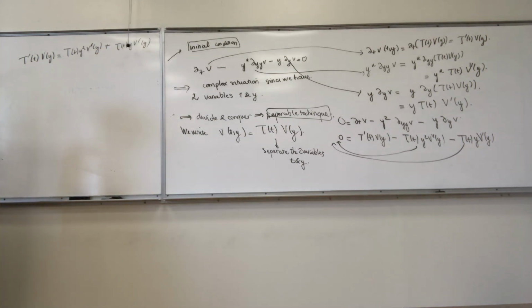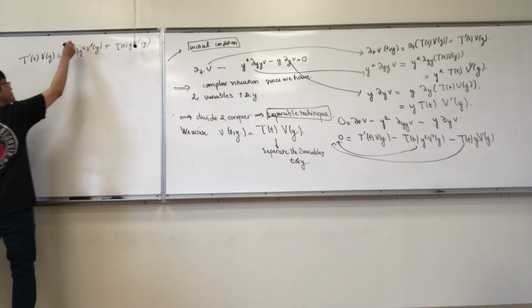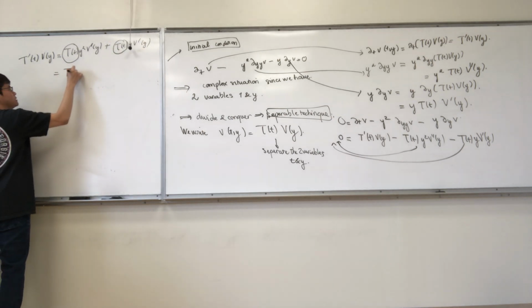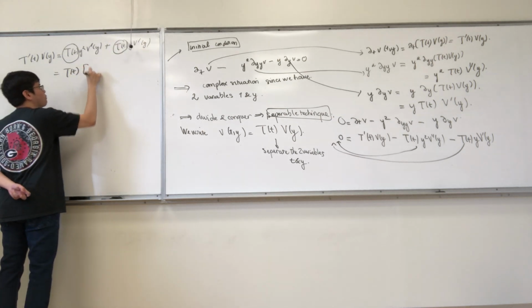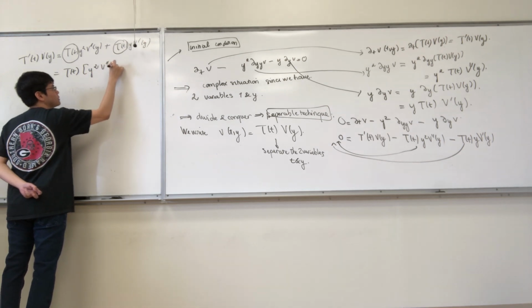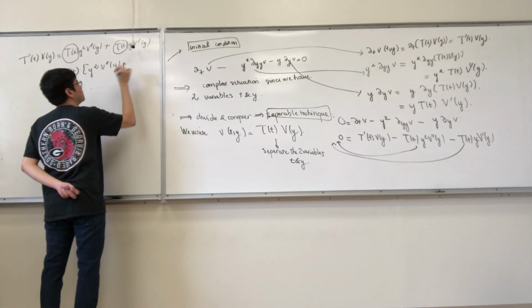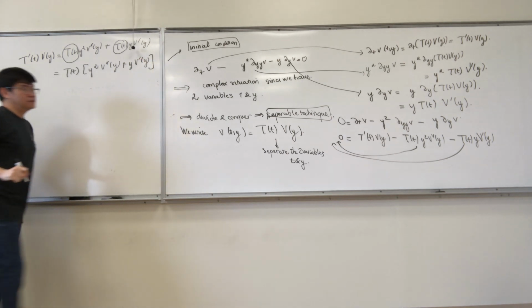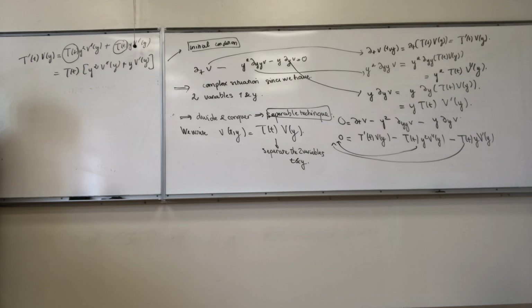So in this expression, I have T, which is the common factor. So I'm going to have T times (y squared V second of y plus y V prime of y). Alright? It's good?